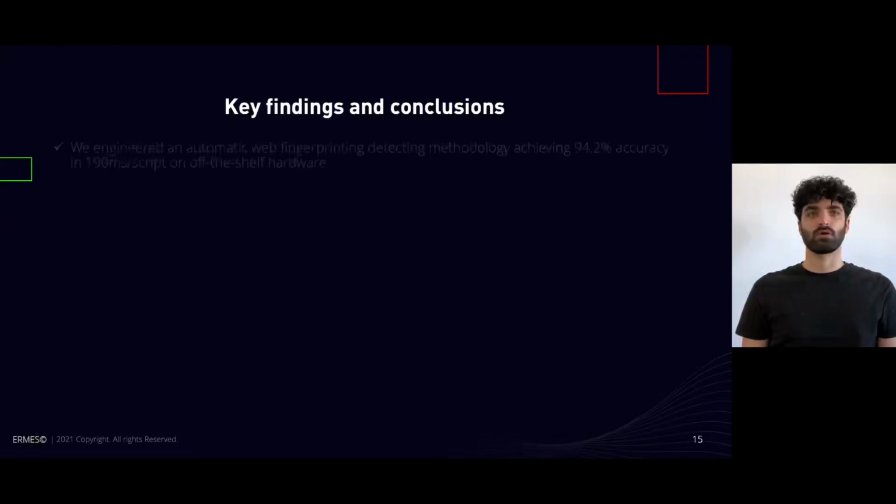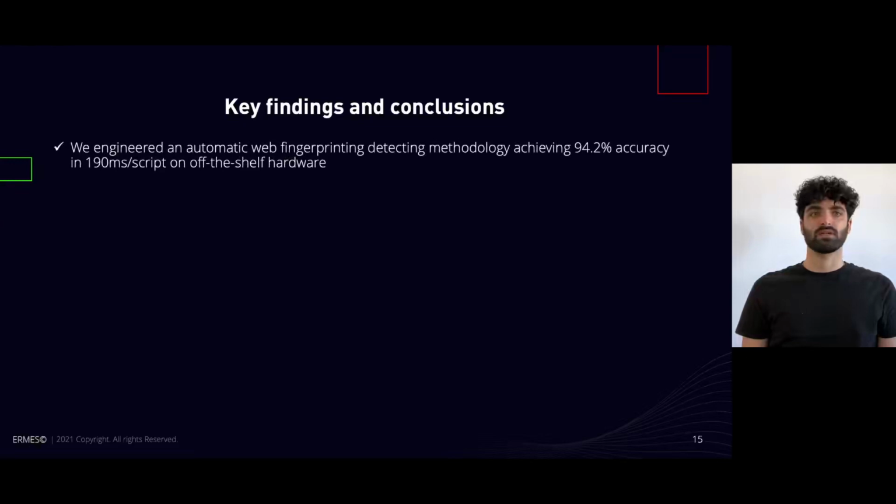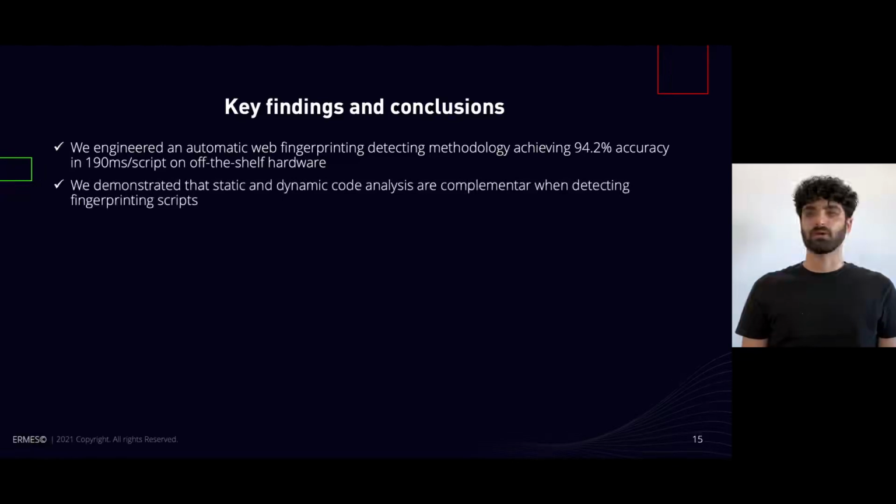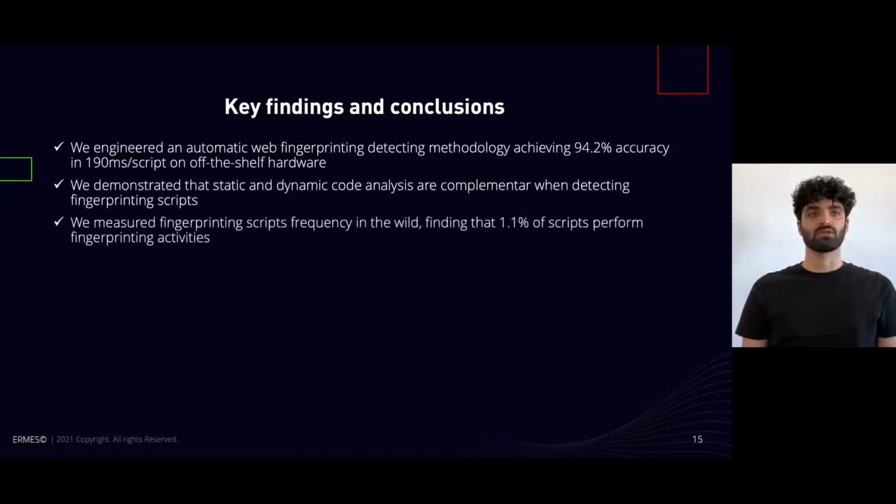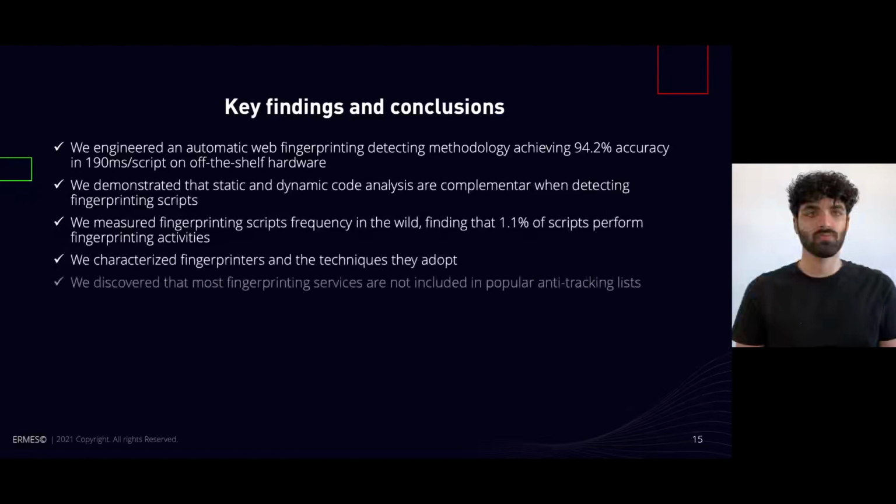So, the key findings of our work. We engineered an automatic web fingerprinting detecting methodology which achieves high accuracy in a small amount of time on off-the-shelf hardware. We were the first, to our knowledge, to compare static and dynamic code analysis when studying web fingerprinting, and demonstrated that they are complementary when detecting fingerprinting scripts. We measured the fingerprinting scripts frequency in the wild, finding that 1.1% of the scripts encountered by users perform fingerprinting activities. We characterized fingerprinters and the techniques they adopt.